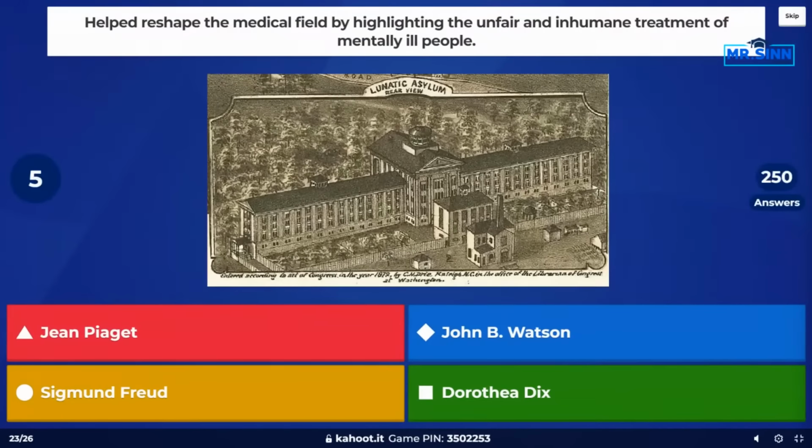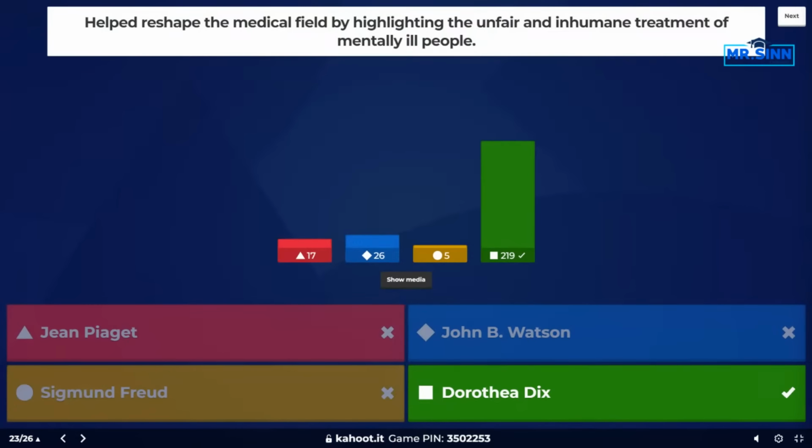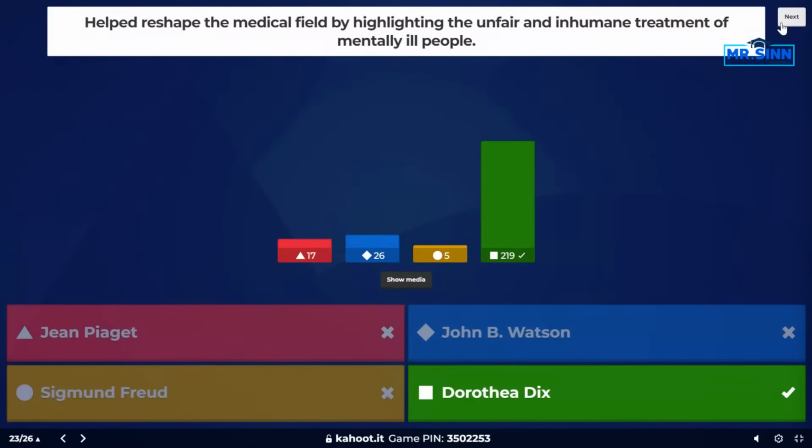All right. Helps reshape the medical field by highlighting unfair and inhumane treatments of mentally ill people. So these are different historical figures. Majority of people got it. Remember Sigmund Freud, that's going to be with psychoanalytic theory, which eventually turned into the psychodynamic approach, focused on the unconscious mind. Remember Jean Piaget turned into cognitive development, looking at the stage theory, those stages of development. John B. Watson was the father of behaviorism. So hopefully that helped a little bit for reviewing some of those other individuals. But majority of people got this one, which is awesome.